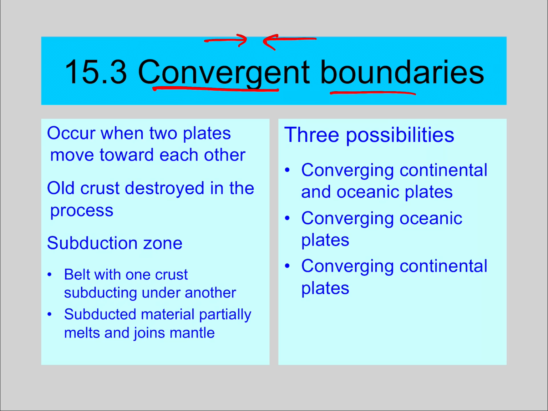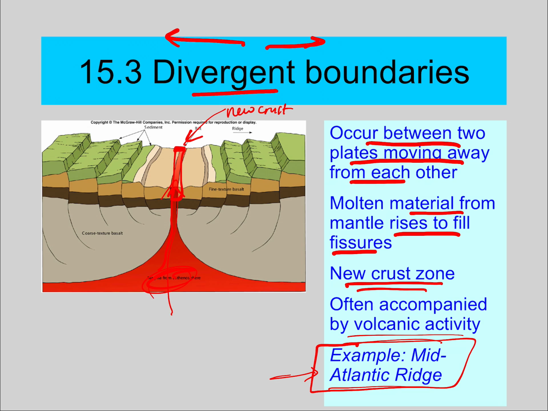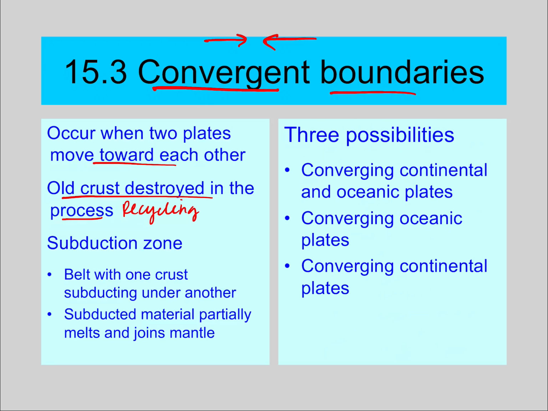Convergent boundaries are the opposite. They are where 2 plates are moving towards each other, and at this place, old crust is destroyed. So this is the recycling center. That's what I call it, because we're taking old crust, recycling it, and then it goes back into the mantle, which then later rises up somewhere else and results in new crust. It's also called a subduction zone because one crust is going to be subducting under another, meaning one crust is going to go down into the mantle and be recycled, and the other one is moving on top of it, kind of covering it up.